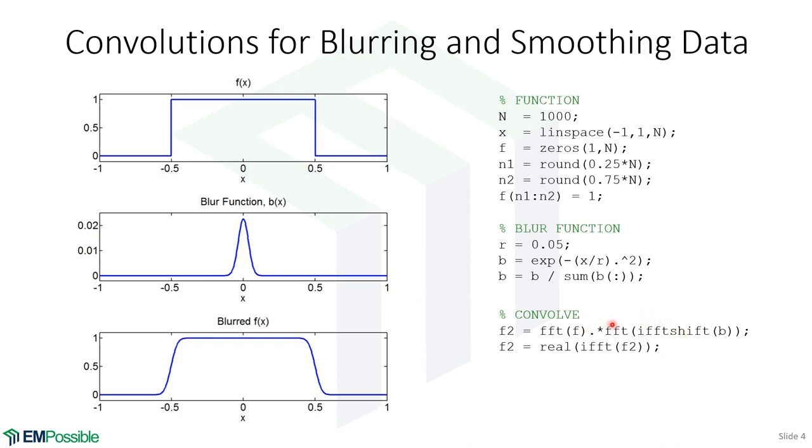So now I've done this point by point multiplication. So I inverse FFT and then just take the real part to throw out whatever kind of imaginary noise there might be. And that's it. So F2 is my blurred function.